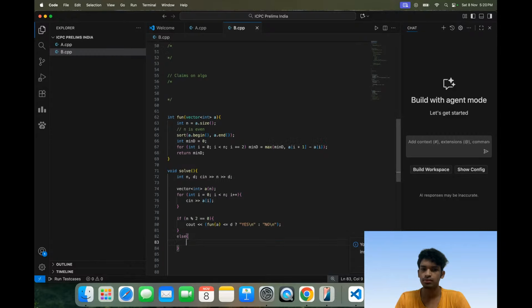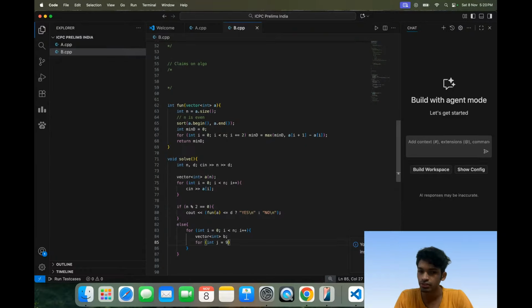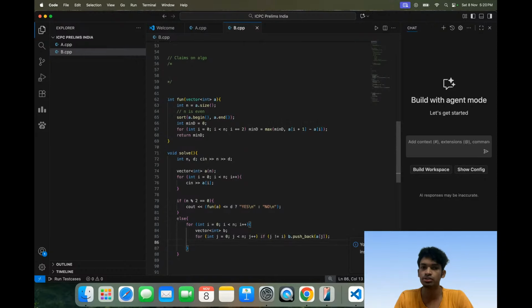Else we can do n square, right? So I will brute force on the middle element. Let that index be i equals 0, i less than n, i plus plus. I will form vector int b. For int j equals 0, j less than n, j plus plus, I will skip this one: if j not equals i, b dot push back of a of j, and then I will solve it.